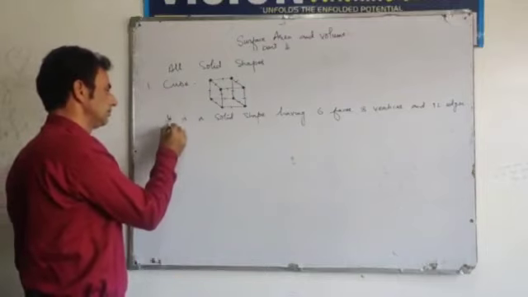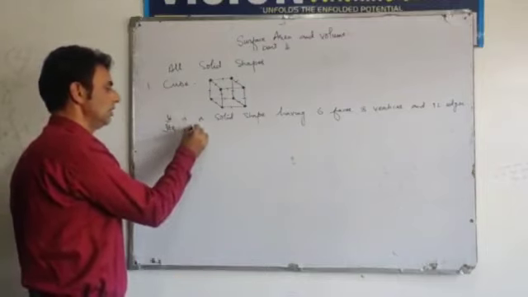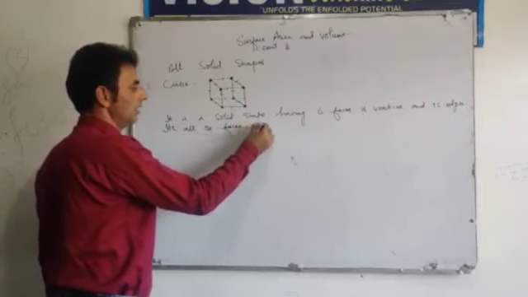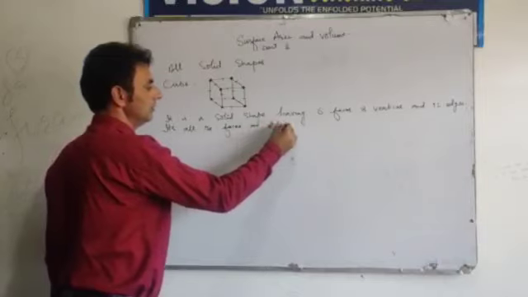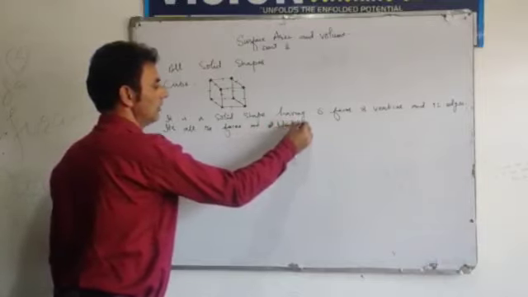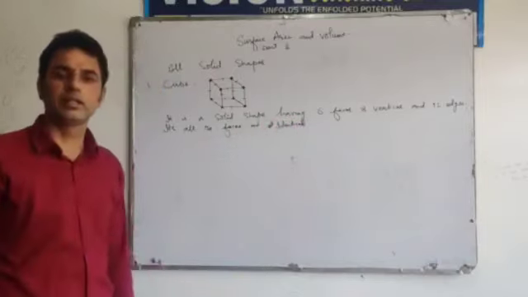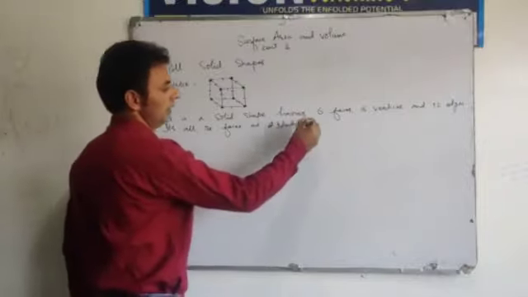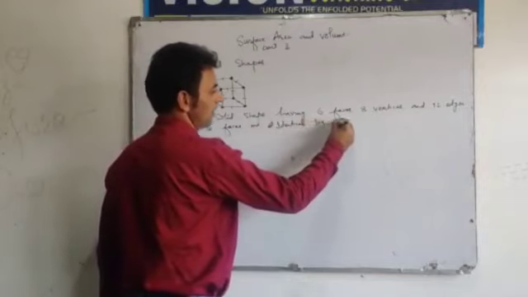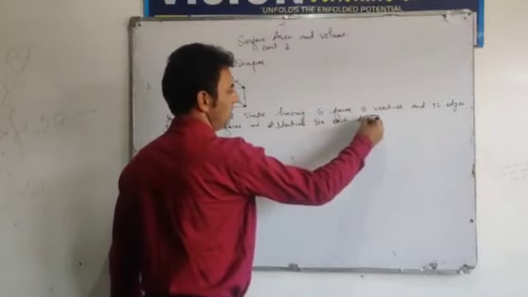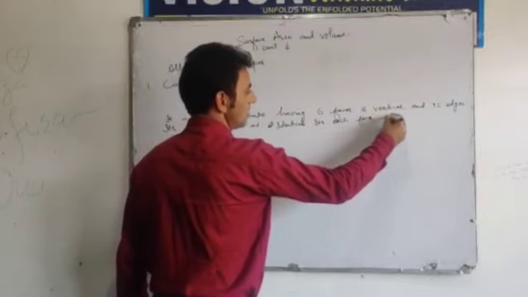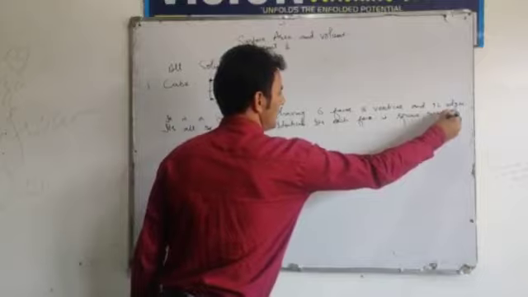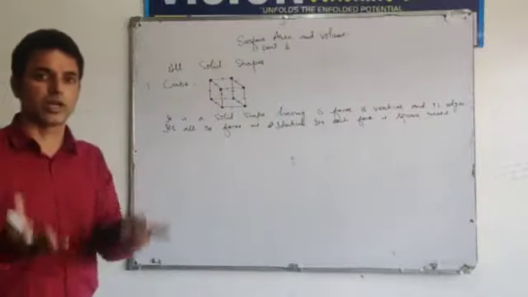All the faces are identical. Identical means एक जैसे. Each face is square based. इसका हर कोई फेस स्क्वायर जैसा ही है.